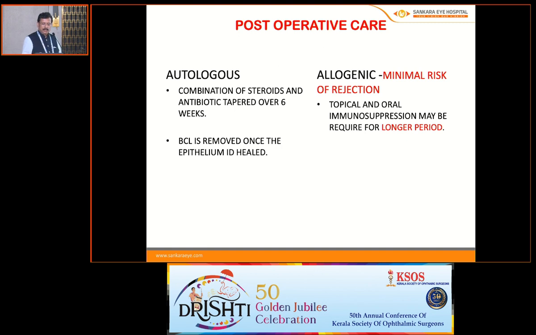In allogenic grafts, there is a risk of rejection. That is why immunosuppression should be continued for a little longer, and you should follow up the patient. Signs of rejection are a sudden drop in vision or epithelial haze. When such signs are present, you have to increase the immunosuppression.